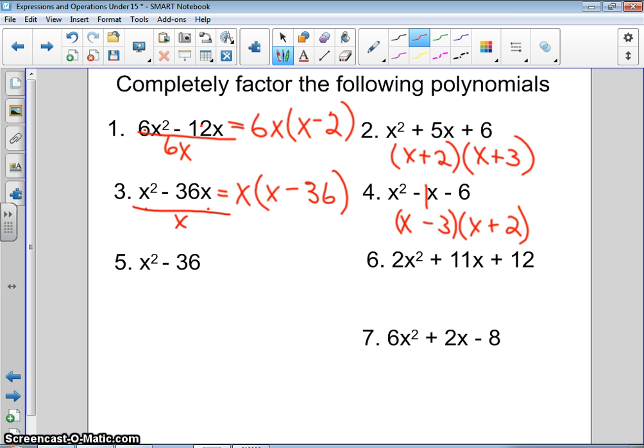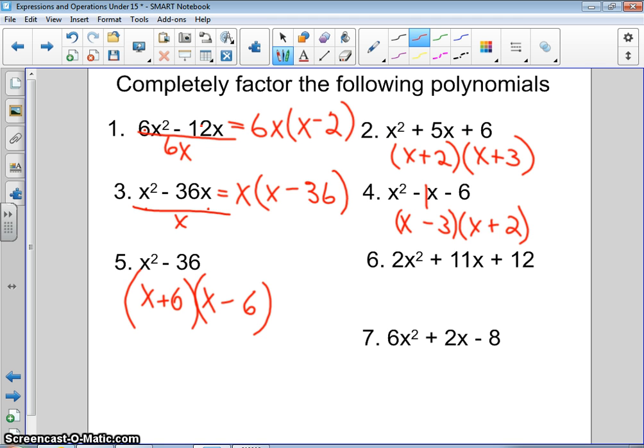When I get down to number 5, 5 is one of those special cases. It doesn't really fit either the GCF ones or the trinomial ones, although in my brain it works like a trinomial. But it's called difference of two squares. We don't have a middle term, we don't have a common factor, but we know that the square root of x squared is x, and we know that the square root of 36 is 6, and we make one a plus and one a minus, and there's our answer.